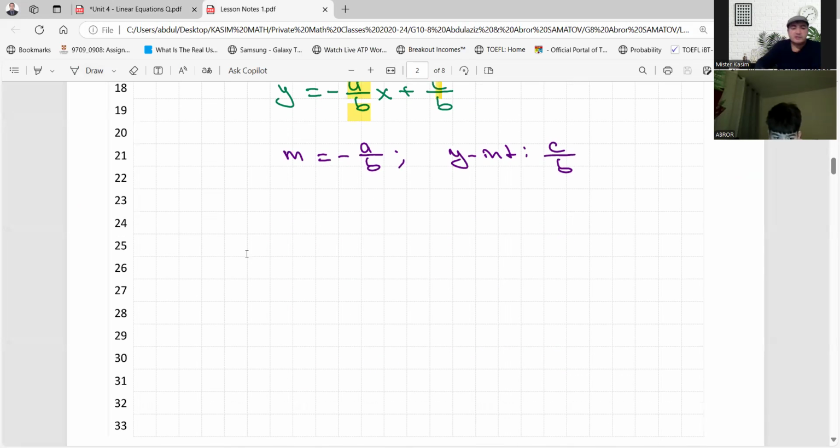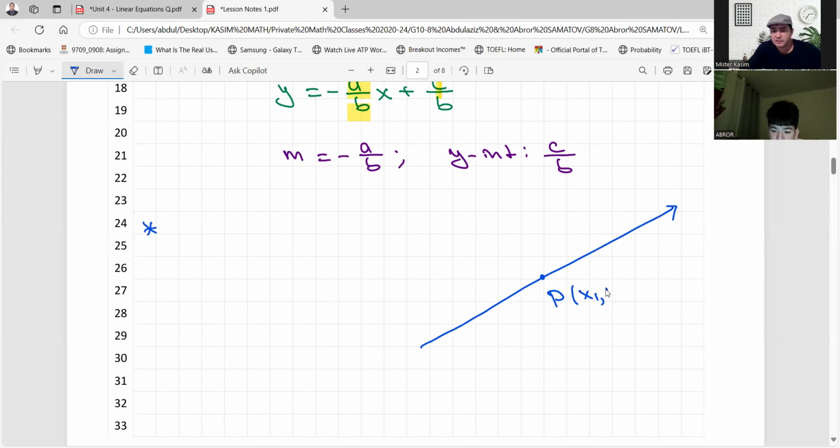And the proof is very simple, Abror. Look, let me just show you, and next time we will continue. Suppose that we are given a line, okay? And suppose it is passing through this point. Every point has coordinates. Its coordinates are x1 and y1. And also I know the slope. Slope is m. I know that.